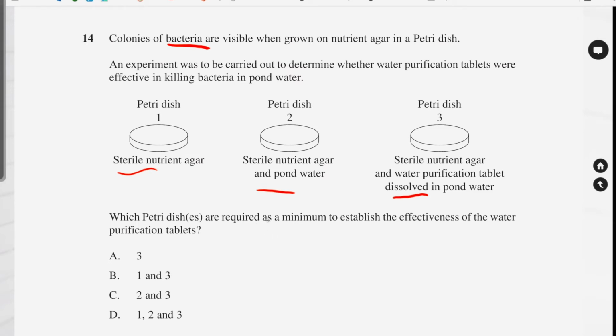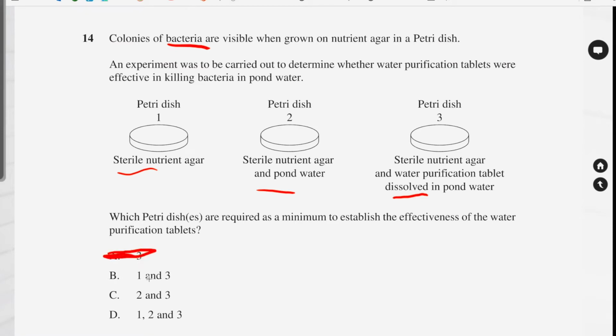And what we need to do is have a look at what we need to do. We need to establish some sort of causation. Now, if we look at A, it just says 3. And really, we can't actually use 1 by itself because it's not going to talk about the effectiveness of it. So we can get rid of 3.